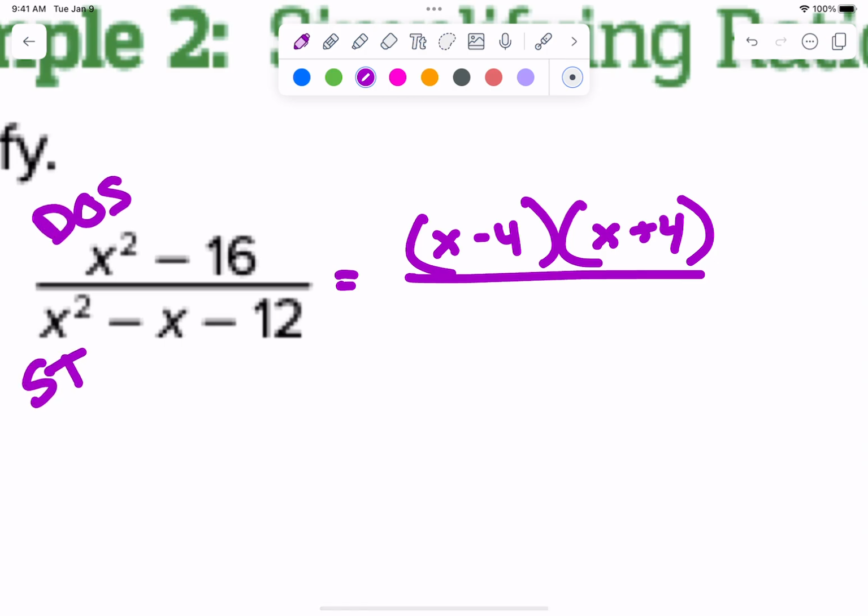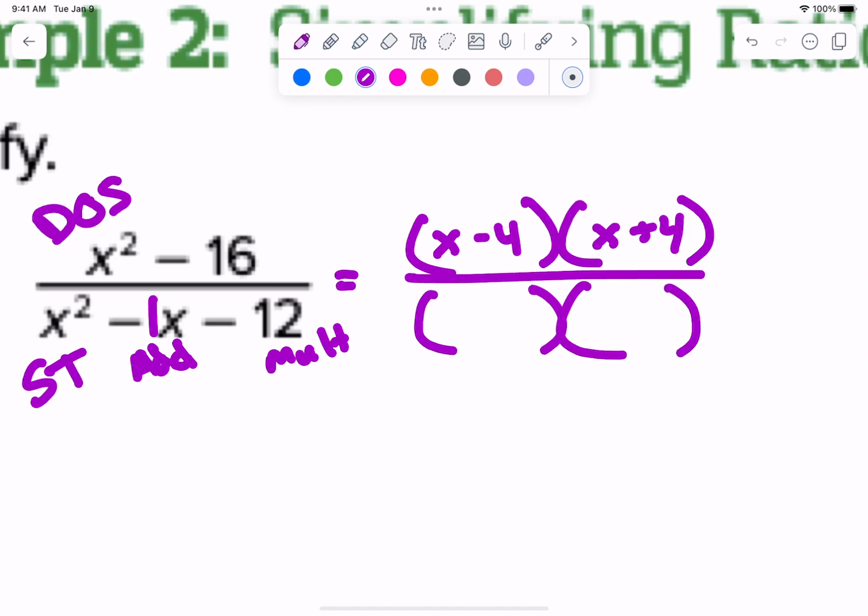He's a simple trinomial. What can we multiply to get 12, but when I add them, give me negative 1, right? 3 and 4. 4 and negative 3? No, negative 4 and positive 3. We're all saying the same thing, and then I'm just confusing us.